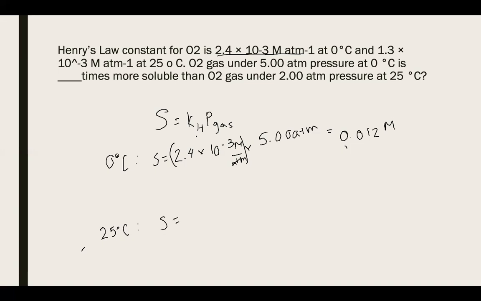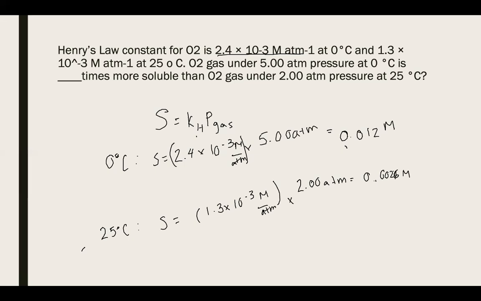Then you would do it at 25 degrees Celsius. It's the same equation again, but you're given a different constant. Your constant is 1.3 times 10 to the negative 3 molarity per ATM, times a different pressure too, 2 ATM. If you do that, 1.3 times 10 to the negative 3 times 2 is 0.0026 molar.